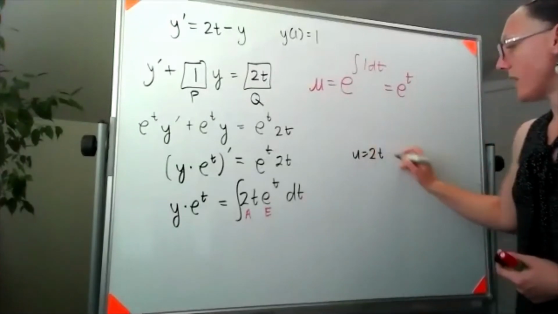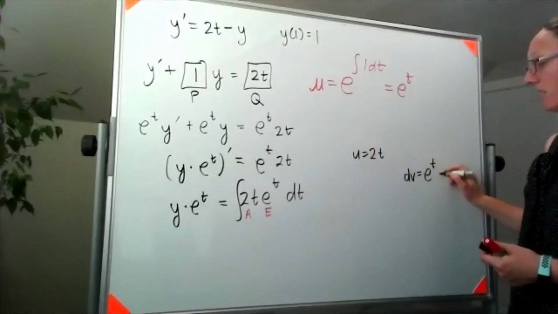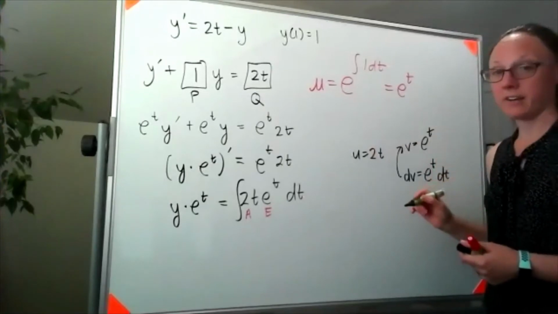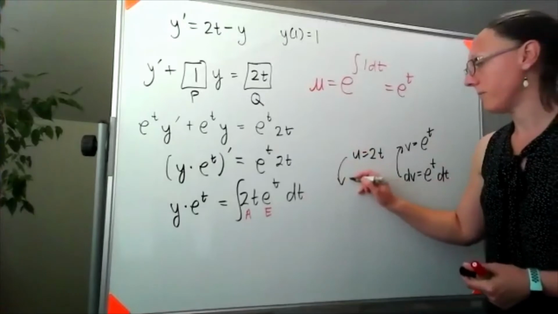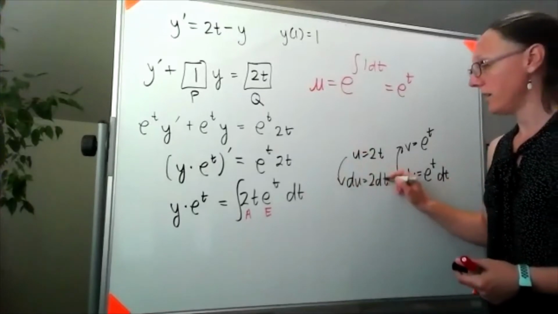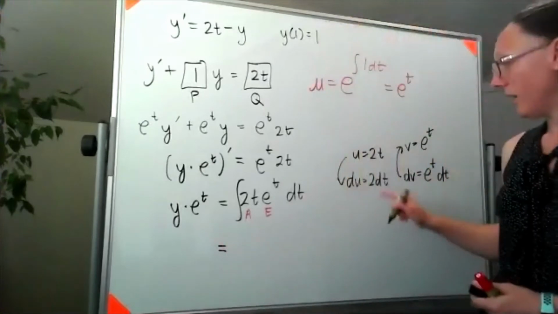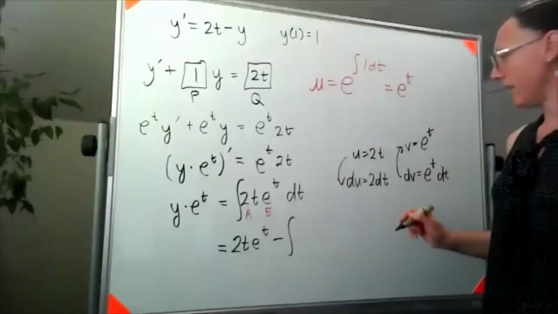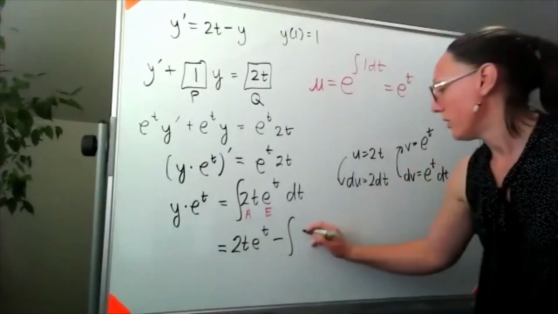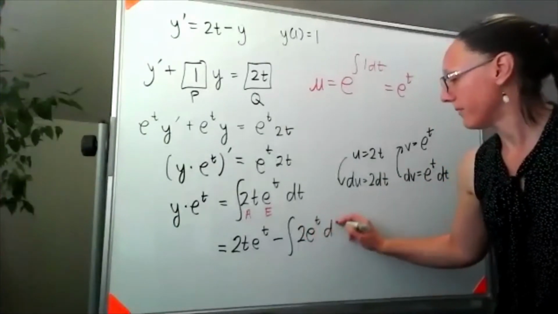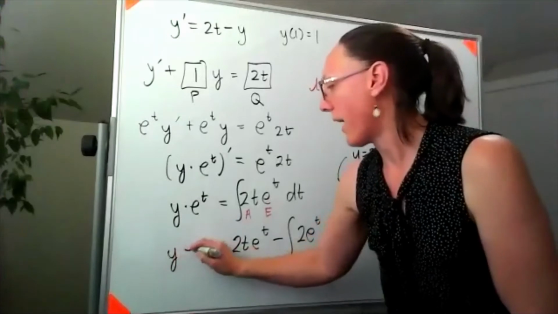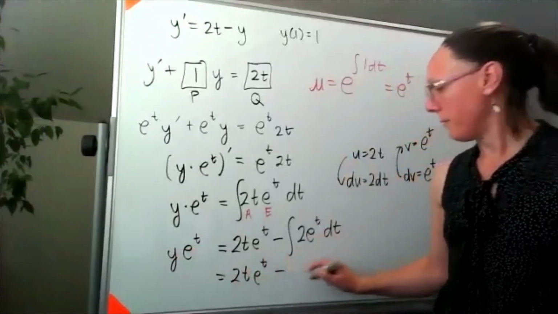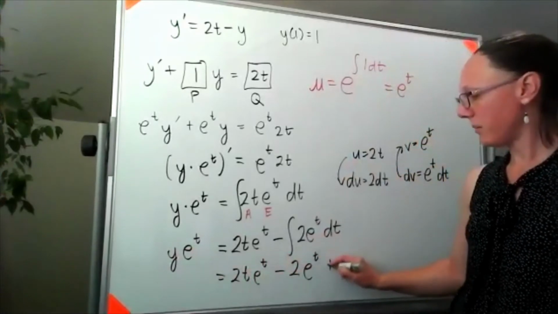If u is equal to 2t, then dv would be everything else, the e to the t dt. Finding that antiderivative, I'm looking at e to the t and taking the derivative of u, I'm going to get du is equal to 2 dt. So I'm looking at u times v, or 2t e to the t, minus the integral of v du, 2 e to the t dt. We've still got that y e to the t over there. So I'm looking at 2t e to the t minus 2 e to the t plus a constant.